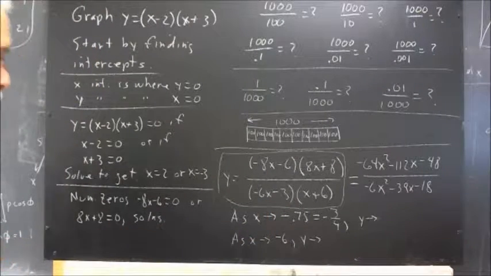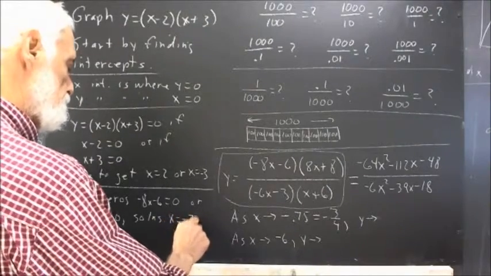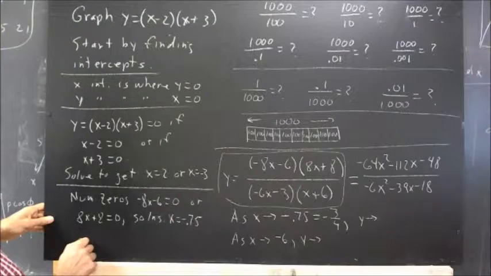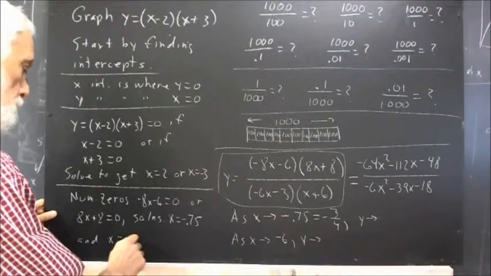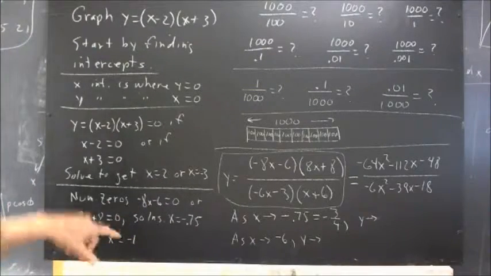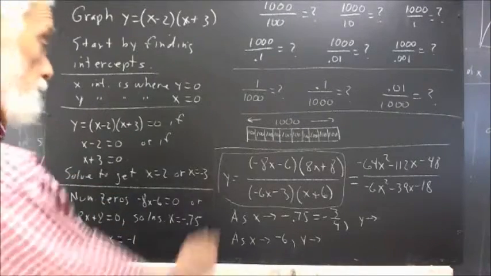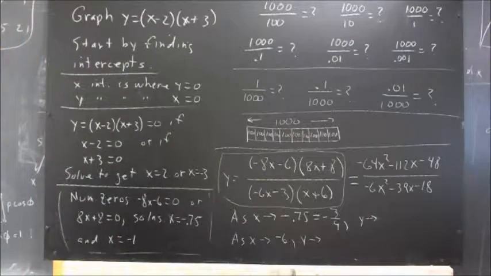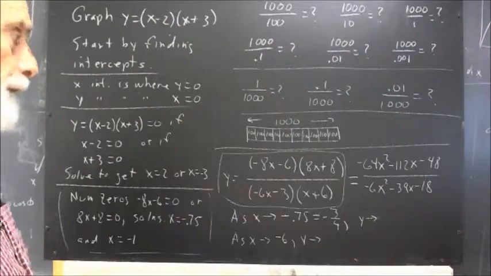What are our solutions? X is -3/4 or -0.75, and X equals -1. Now, these are very easy to solve. You should solve them. You should have paused and solved them in the first place. You should always pause and try to do what I'm about to do. Of course, you don't always know what I'm about to do, so it's not always feasible. So there are the numerators. They have zeros here.